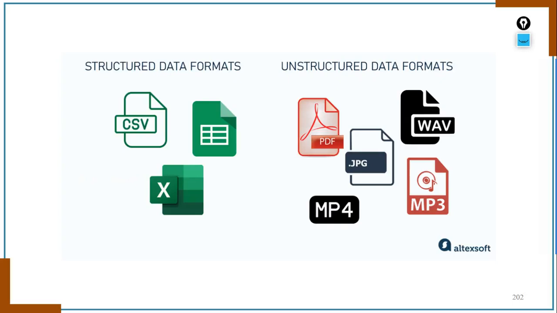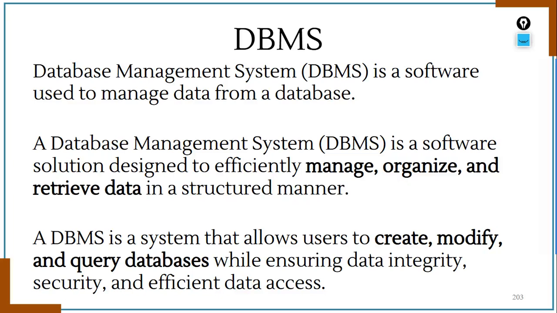Then if we talk about unstructured data formats, here we can store data which is available in unstructured format, like PDF, which is a document format, .jpg, which is an image, MP4, which is a video file, and MP3, which is an audio file. These are the examples of unstructured formats of data. Now when we talk about the database in our case, that data we need to store in a particular format.